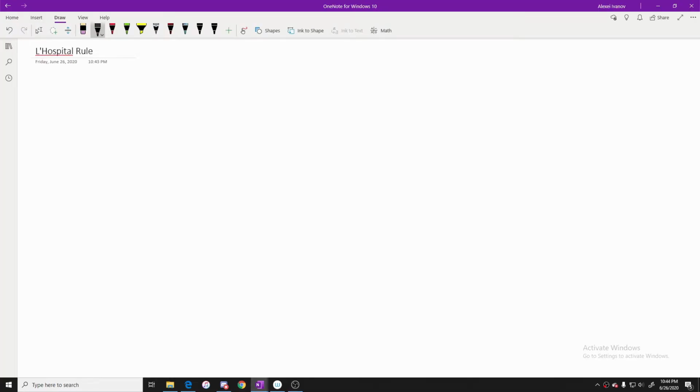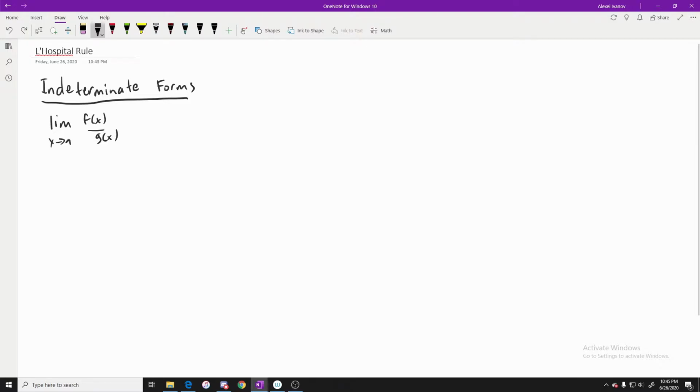In today's lesson we're going to be going over L'Hospital's Rule and indeterminate forms. So to start off, we're going to go over what an indeterminate form is. Essentially, if we're asked to find the limit of two functions, a lot of the time if we plug the value a into f of a, we might get something like 0 over 0, or plus or minus infinity over plus or minus infinity, right?